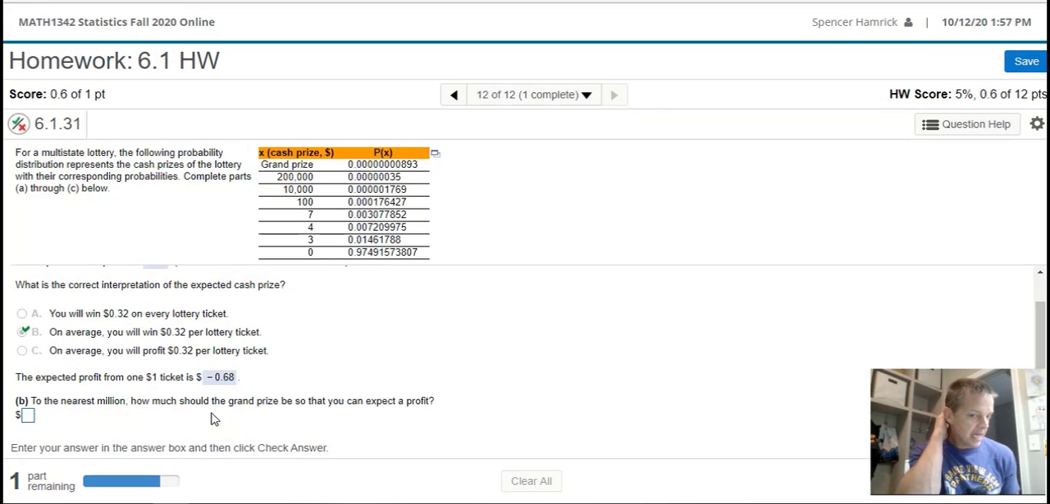Now, to the nearest million, how much should the grand prize be so that you can expect a profit? All right, now I'm going to use some trickery here in Excel to show you how to do this. It's not really trickery. It's a really cool tool that you may know about in Excel or you may not know about. So let's go take a look.